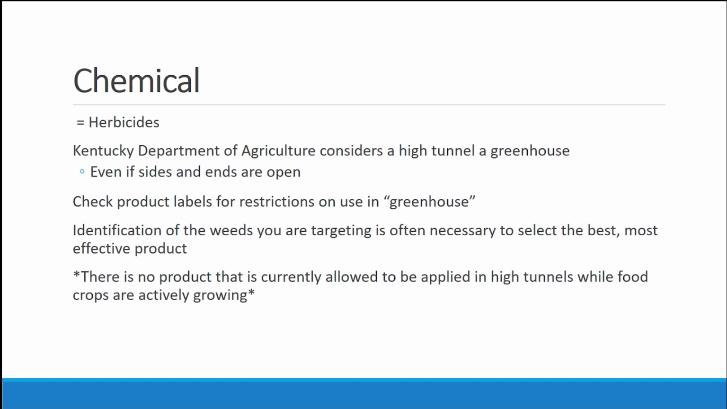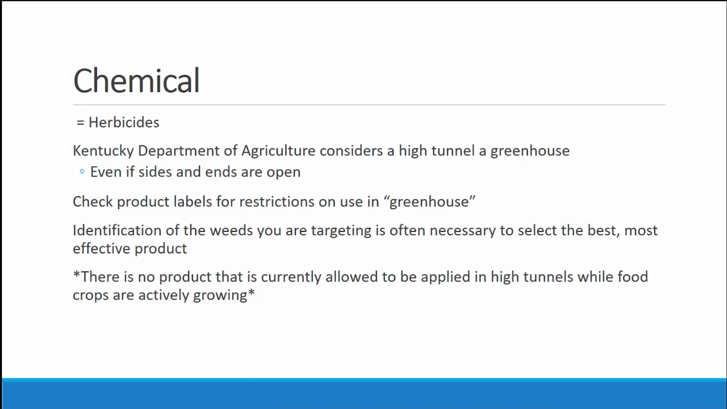Identification of weeds you are targeting is usually necessary when you're using an herbicide in order for it to be effective, the most effective product. Some products are labeled for use on certain weeds, but maybe they're not the most effective thing. And so that would be something that you could contact your county agent, refer to the commercial vegetable growers handbook, or contact Sean or myself, and we can provide some guidance on that.